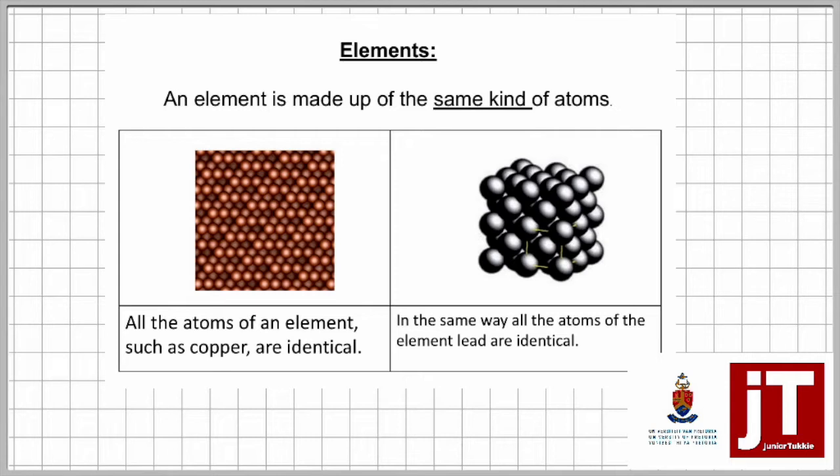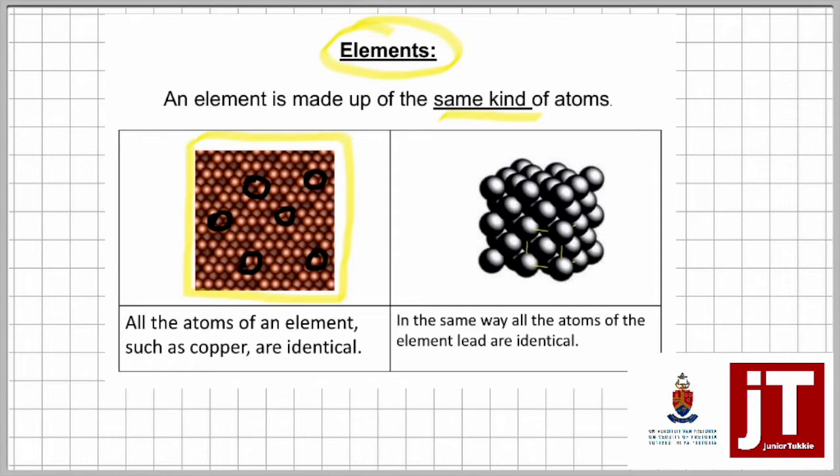Let's turn our attention now to the elements. Now, an element is a substance that is made up of the same kind of atoms. If we consider copper, a piece of copper, it could be a copper wire or a copper sheet, it's made up of atoms. Now, every atom inside the copper is identical to the other atoms. So every element is made up of atoms which are identical to each other.